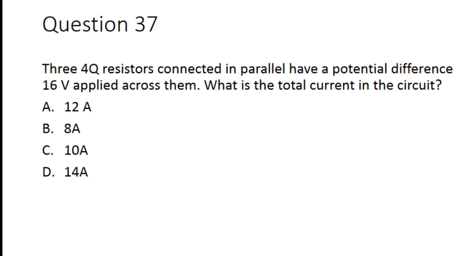37. 3 ohms resistors connected in parallel have a potential difference of 16 volts applied across them. What is the total current in the circuit? A. 12 amp. B. 8 amp. C. 10 amps. D. 14 amps.